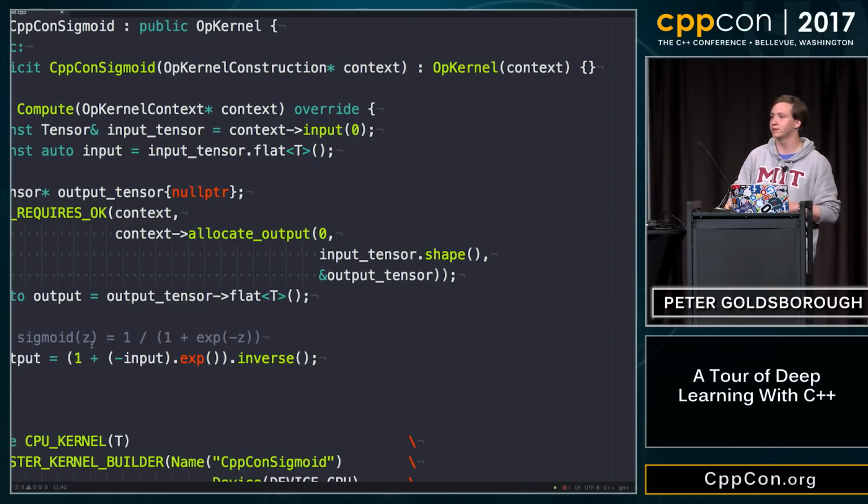And down here, we perform this operation that I mentioned earlier. It's 1 over 1 plus e to the minus z. And the nice thing about Eigen is that you can use tensors or matrices just as if they were single values. So this means that if we do minus input, so input is an entire matrix, that will do an element-wise negation, and doing that dot x will do an element-wise exponentiation, and 1 plus that will do element-wise addition of 1. And then we do dot inverse, which computes the inverse of that. And that is the final output value.